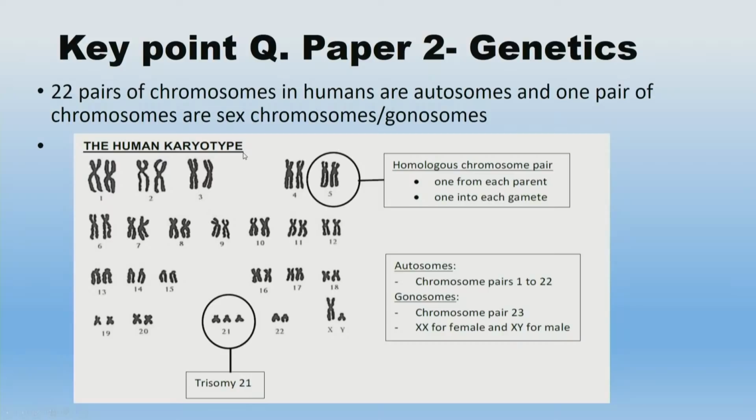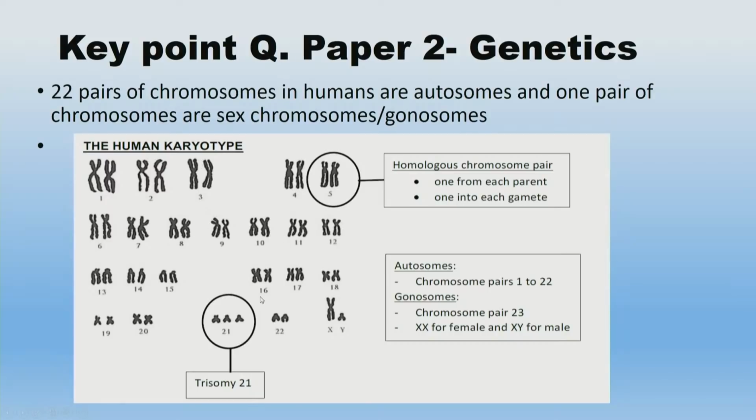Right, and then another one that I want to emphasize is the human karyotype. Either in a section A multiple choice question, or in section B, but the human karyotype is also always there. Either they will ask what is the autosome or what is the gonosome, or in this case you must indicate which is the autosomes and which is the gonosome. But a very important part of question paper 2 is the human karyotype.